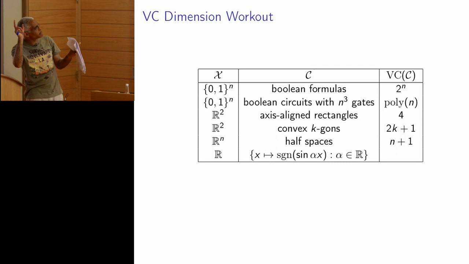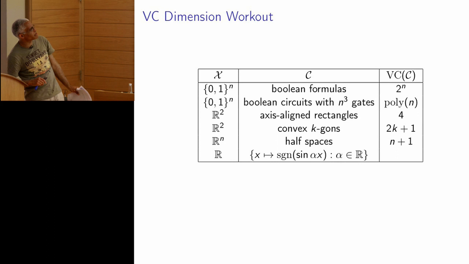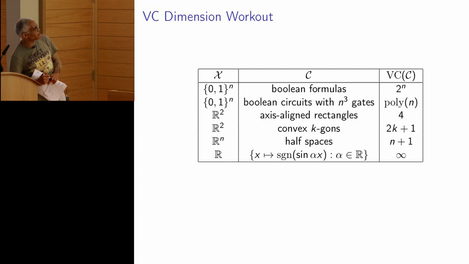Six, let's say, for the three vertices. A half space has n plus 1 parameters. But the outlier is going to be this one here. So this has VC dimension infinity. So what is this concept class?